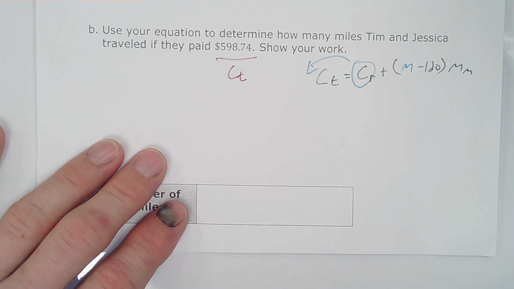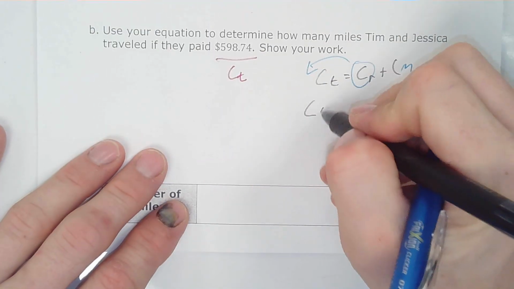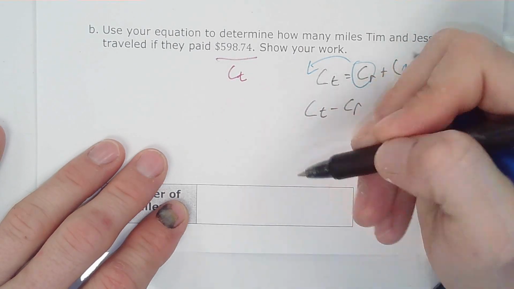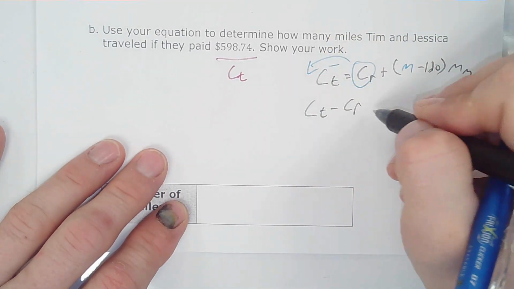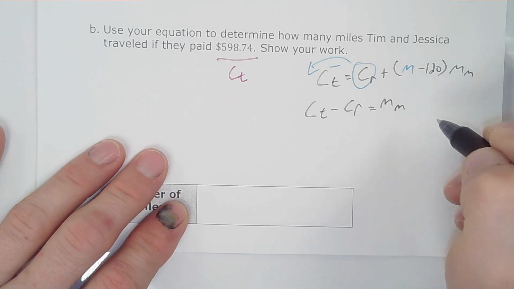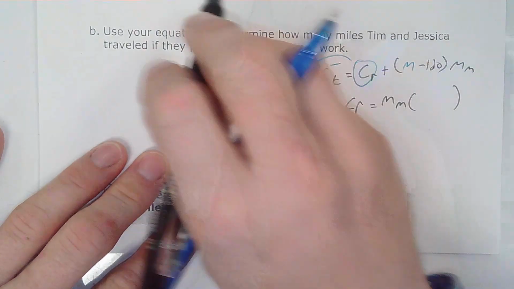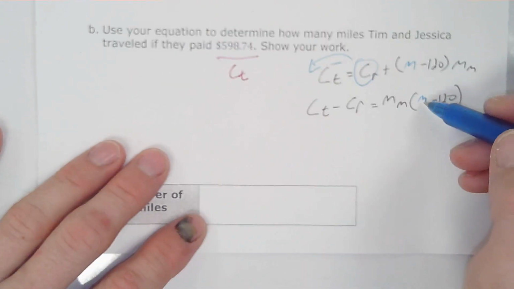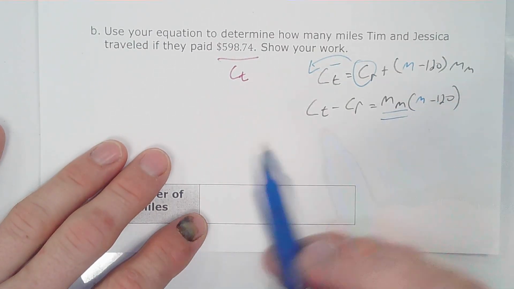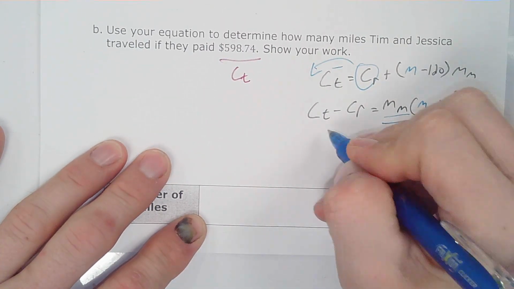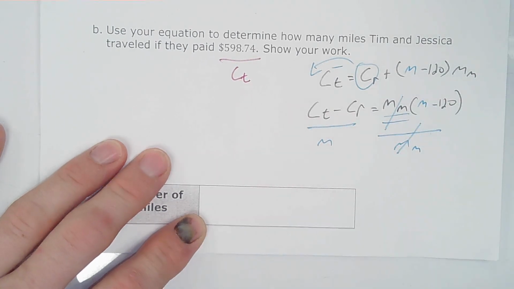All right? So that's a pretty easy move. Total cost minus the cost of my rental. When I move it to the side, this side is plus over here, it changes to minus over there. Equals my number of miles, my slope for my miles, times m minus 120. So I'm still trying to dig out this m here. How do I get rid of this? Divide both sides by that. Divide this. Divide this. That goes away.